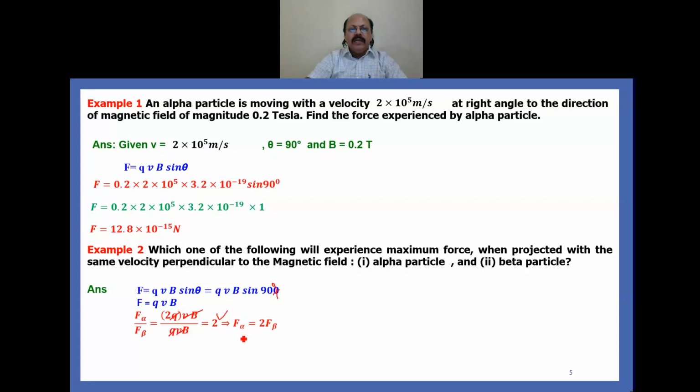Now you rearrange it, then F alpha equal to twice F beta. It means the alpha particle will experience 2 times the force on the beta particle. So that's why we say that the alpha particle will experience maximum force. So these are the two problems which we have solved, applying whatever we have learned.